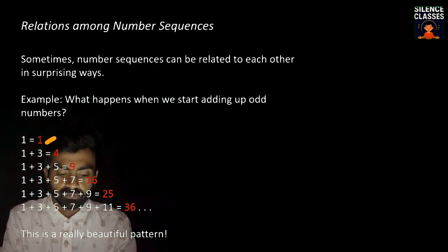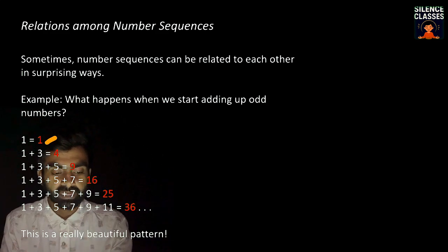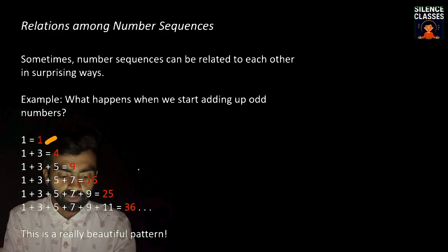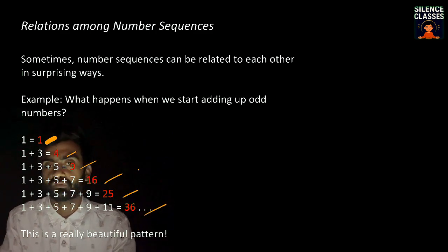If there is a 1, you will get 1 only. If you add 1 plus the next odd number, that is 3, you will get 4. If you add 1 plus 3 plus 5, these are three odd numbers, you will get 9. Again, if you add the next odd number, you will get 16, again 25 and 36, and so on, as you move on.